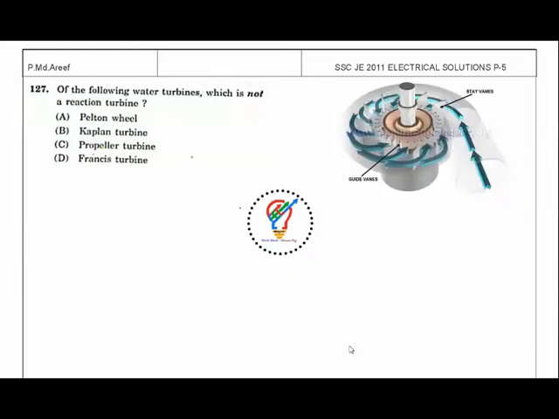Next question here is, of the following water turbines, which is not a reaction turbine? So in the given following turbines, the Pelton wheel is a non-reaction turbine. What is a reaction turbine? Suppose if the fluid is flowing in a particular direction and the turbine rotates in the opposite direction, it's a reaction turbine. But here, if you observe this Pelton wheel, if the fluid is flowing in this direction, the wheel automatically rotates in the same direction as that of the fluid. That means the Pelton wheel is the right answer.